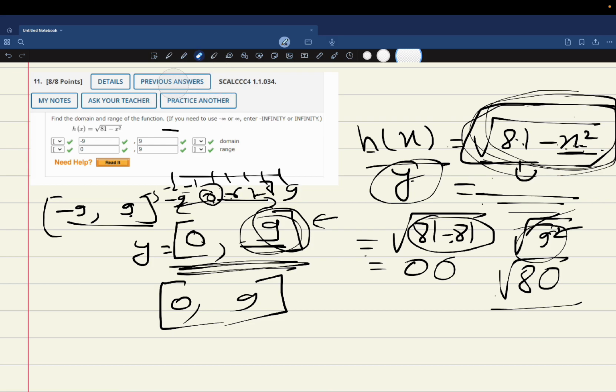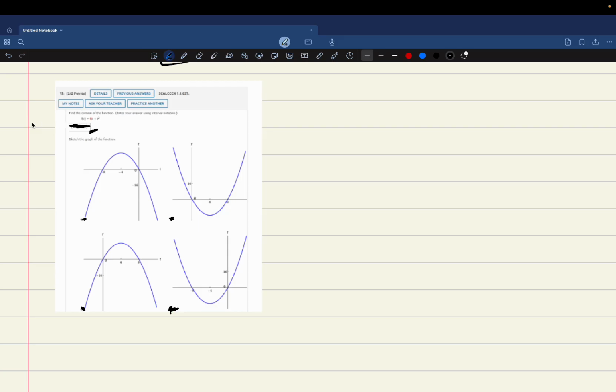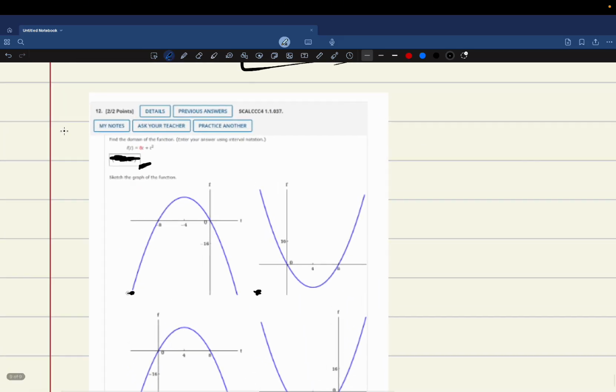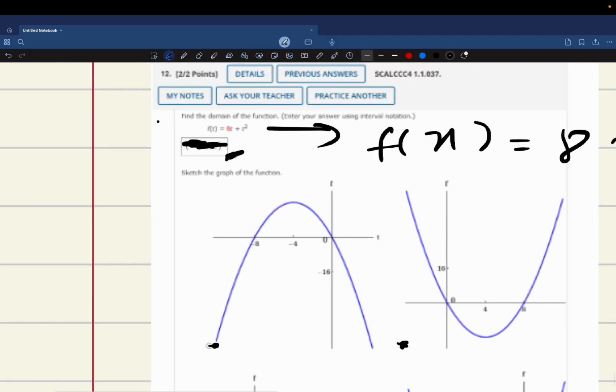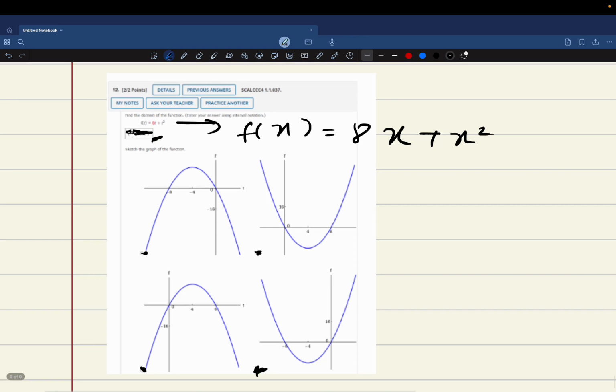So I will move to question number 12 for now. Okay, so this is the final one and also a fun one. So I'll just zoom in, it's a little blurry. So it is asking the domain of the function, and the function is f(x) equals 8x plus x squared. So if I zoom in, yep, 8x plus x squared.